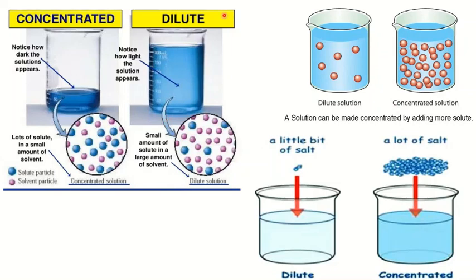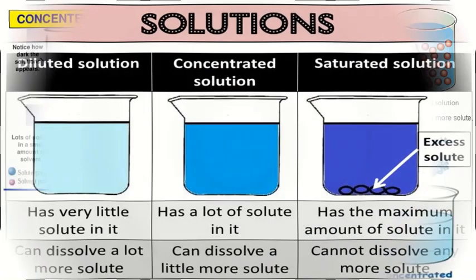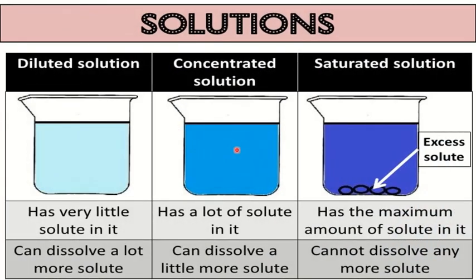Now these are dilute and concentrated solutions, but among these solutions, which one is saturated and which one is unsaturated? Saturated and unsaturated do not depend on concentrated or dilute. A concentrated solution may be saturated or may be unsaturated also. Look, this solution is concentrated compared to this solution, because here the same amount of solvent is used, but here the amount of solute is more.